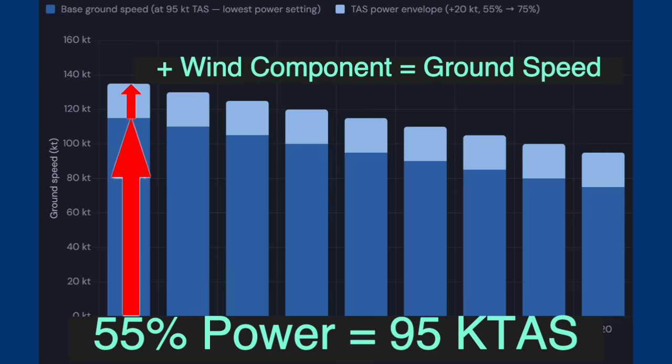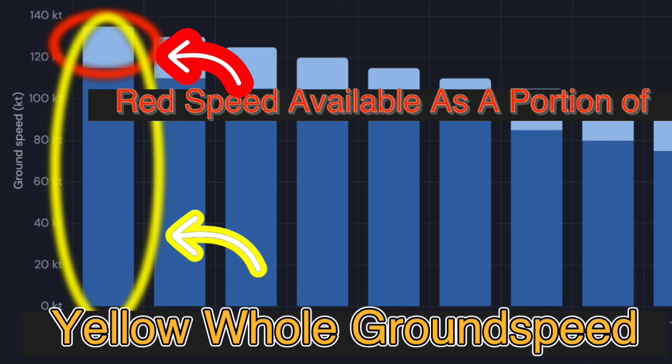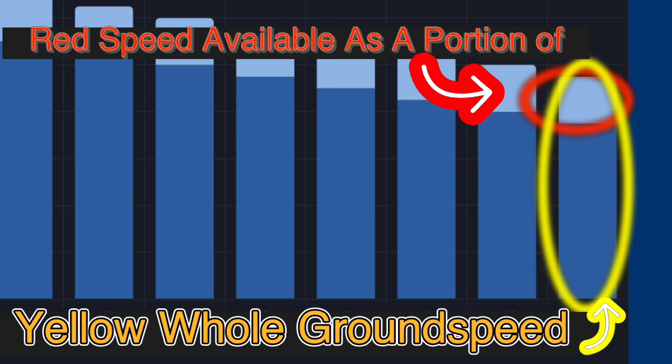So let's take a look at that tailwind side. The bars are very tall, and that top segment is a thin slice of a large bar. The wind has inflated your ground speed, so those 20 knots only buy you a small fraction of your total progress. But if we go to the other extreme on the headwind side, the total bar is shorter, but that top segment is that same 20 knots.